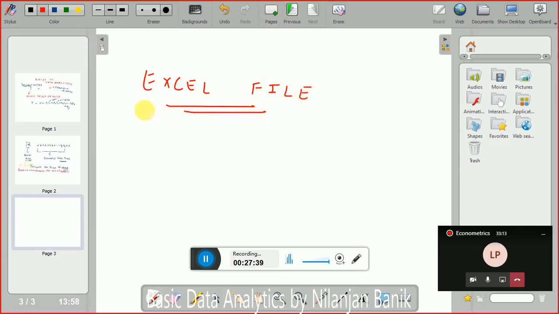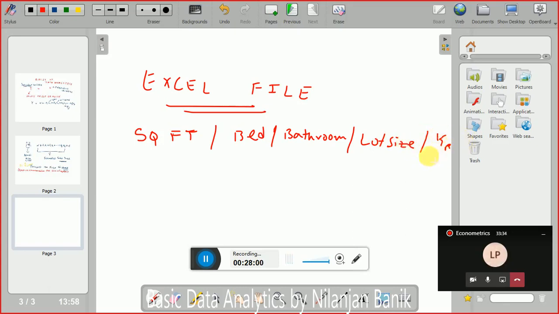In the Excel file that I have shared with you, the square feet data, number of bedrooms, bathrooms, lot size, and year built are my independent variables, and my dependent variable was the sales price of the house, right? Are you able to see the screen? Yes, sir.